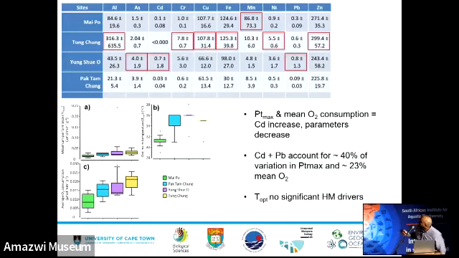Well, we think if you look at the standard deviations over here for cadmium, it's generally super low, 0.1. And here we have a standard deviation of 1.8. So we're thinking this could be an outlier, masking the averages for the different sites. We also found that cadmium and lead account for about 40% of the variation seen between the populations in the maximum metabolic rate, and only 23% of the mean oxygen consumption. The thermal optimums were not impacted by heavy metals as drivers.